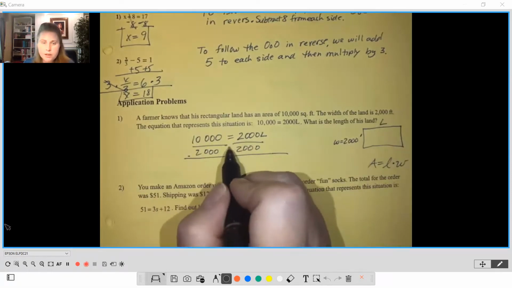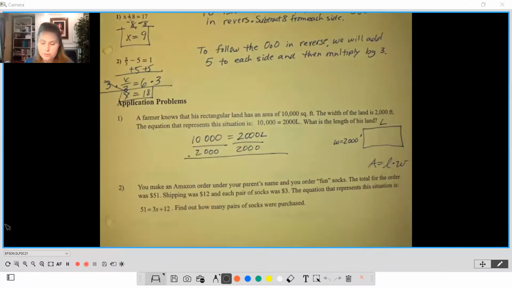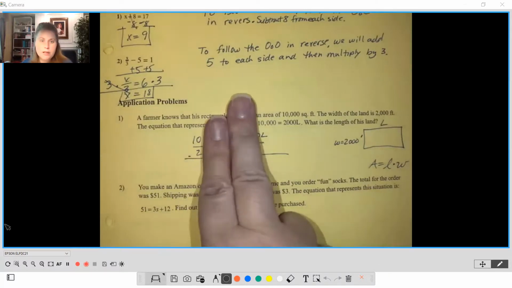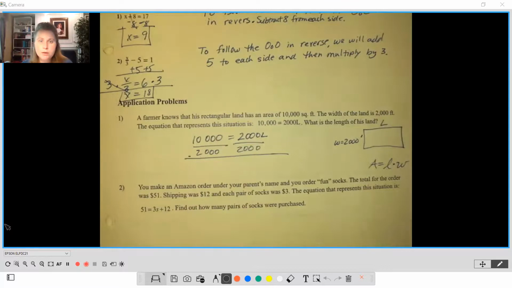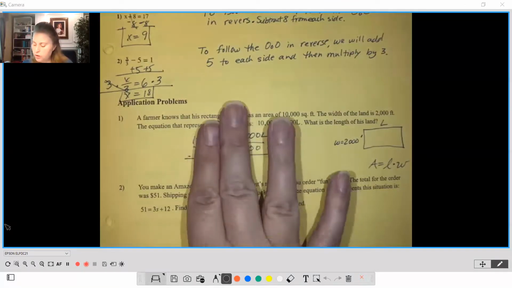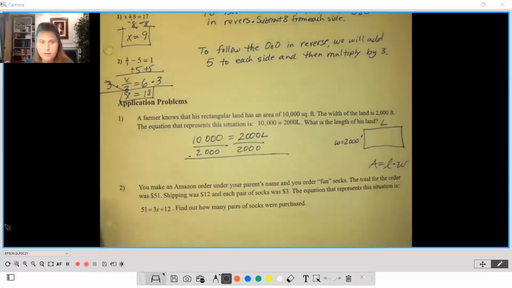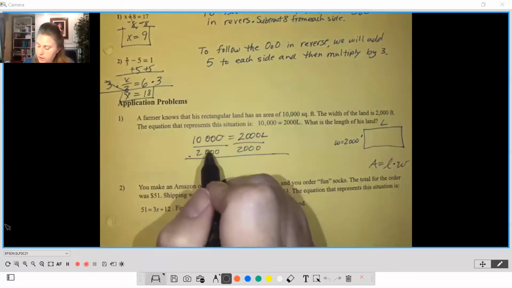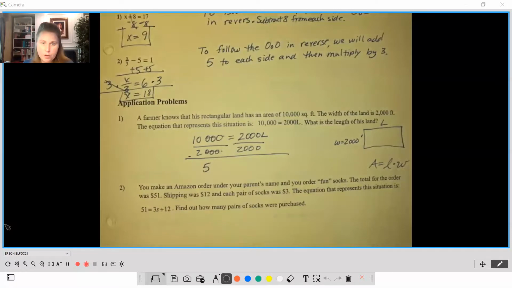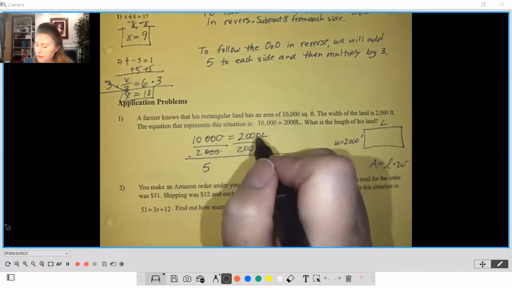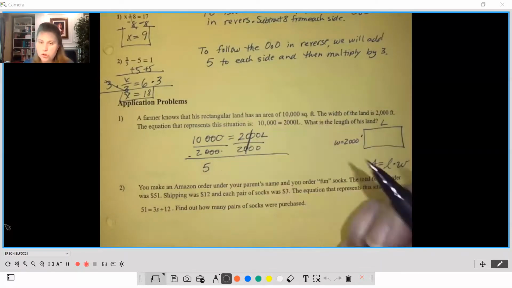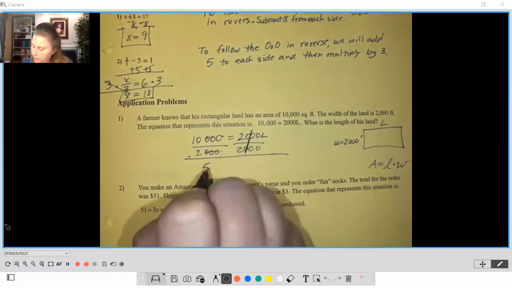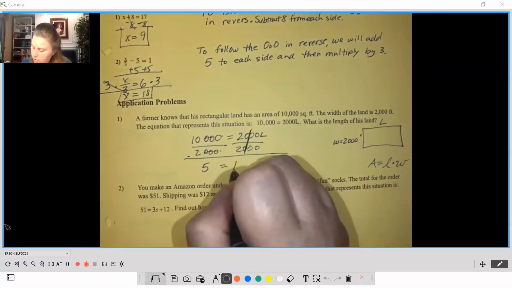So 10,000 divided by 2,000 is proportional to 10 divided by 2, and 10 divided by 2 is 5. So 10,000 divided by 2,000 is 5. Okay, so it's proportional. 2,000 divided by 2,000 is 1, so you can just change that into a big 1. Okay, so the length would equal 5.